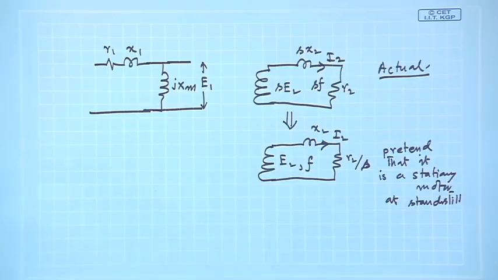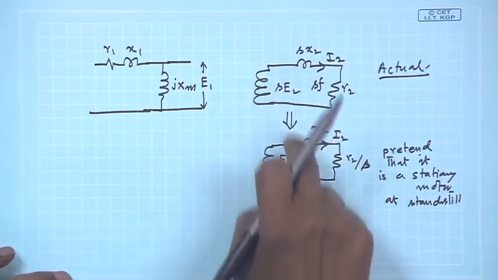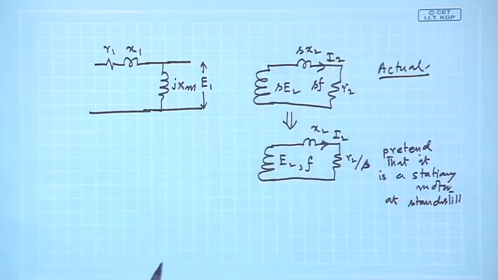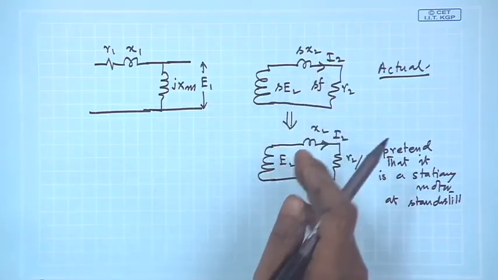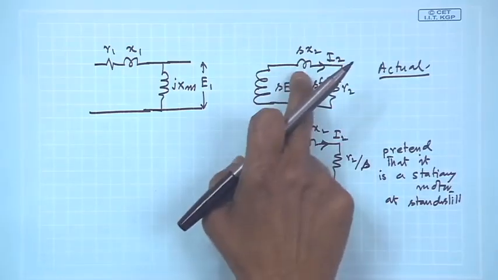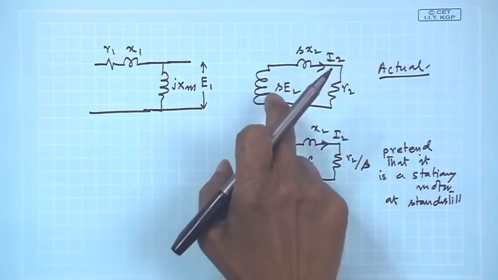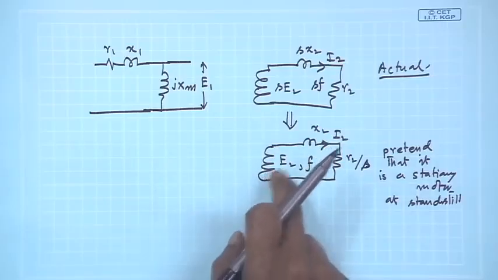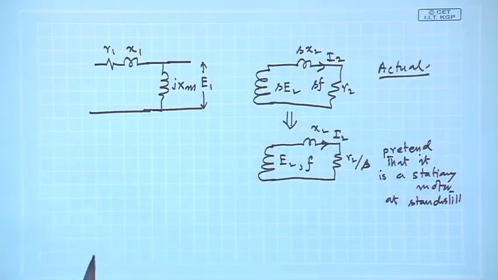Now, the question is, okay, somehow let us accept that, but there is another problem. These two circuits are equivalent in every respect. So far as current is concerned, it is equivalent. So far as the power factor angle of I2 in relation with E2 is concerned, they are the same, that is fine.